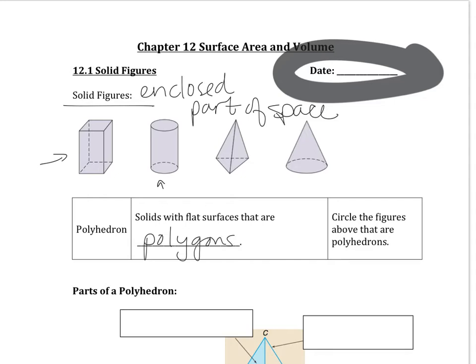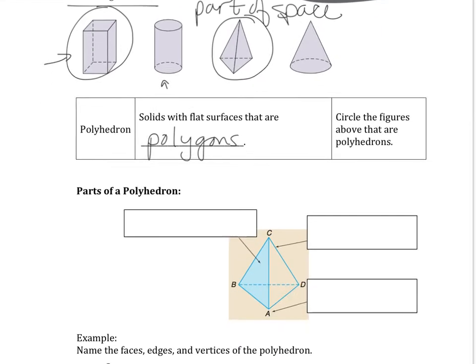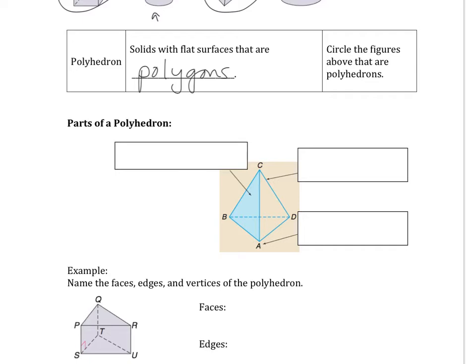So looking above at those four figures, the polygons, so squares, rectangles, pentagons, etc. I've got these two solid figures that are polyhedrons. When we're talking about polyhedrons, polyhedrons have different parts, and I'm going to label those parts for you. We've got this triangle right here on the side of this polyhedron that's shaded in blue. Triangle, let's name it ABC, is a face of a polyhedron.